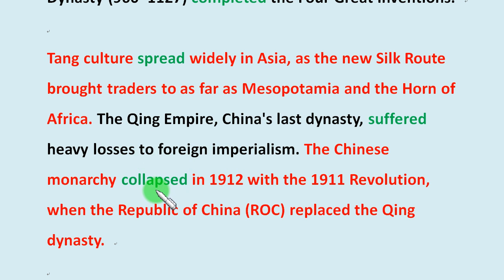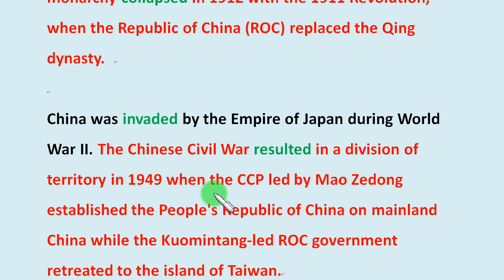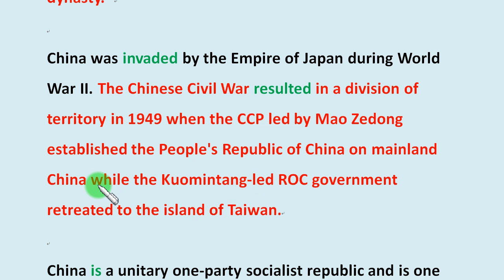The Chinese monarchy collapsed in 1912 with the 1911 Revolution, where the Republic of China replaced the Qing dynasty. China was invaded by the Empire of Japan during World War II. The Chinese Civil War resulted in the division of territory in 1949, when the CCP, led by Mao Zedong, established the People's Republic of China on mainland China, while the Kuomintang-led ROC government retreated to the island of Taiwan.